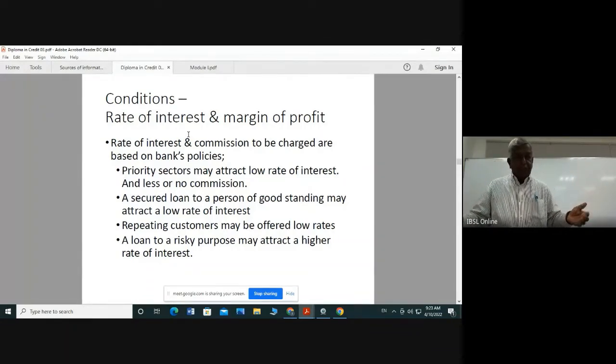rate of interest. A loan for a risky purpose may attract a higher rate of interest. It is also based on the bank credit policy document. So sometimes for some risky purposes, the bank may charge a higher rate of interest. If it is very risky, the bank won't go for that facility. They may reject and decline that facility. But in certain cases, because it is risky, they may charge a higher rate of interest.